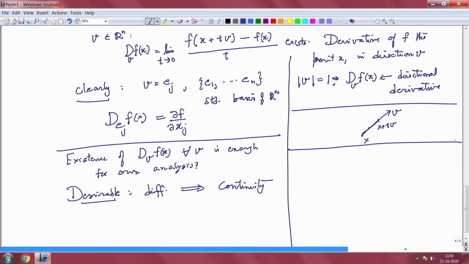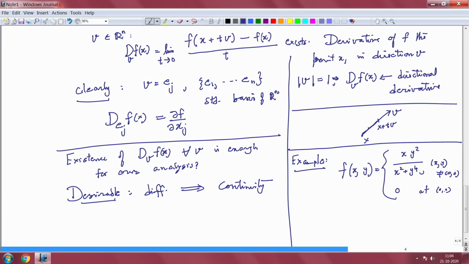Unfortunately, the example which I am stating here, I suggest all of you do this problem. I define f of x y, a 2 dimensional example, equal to x y square by x square plus y power 4, for x y different from 0. At 0 you define it as 0.